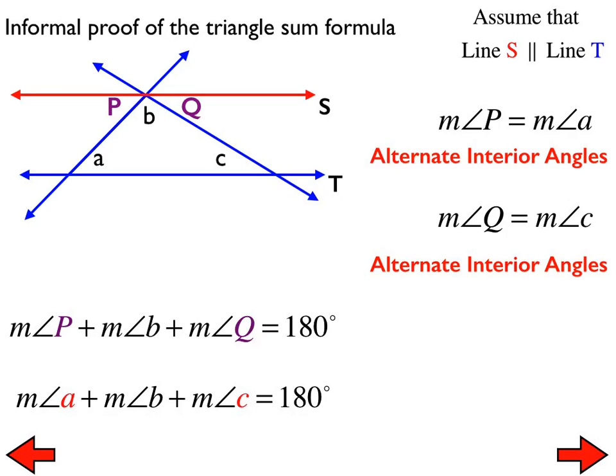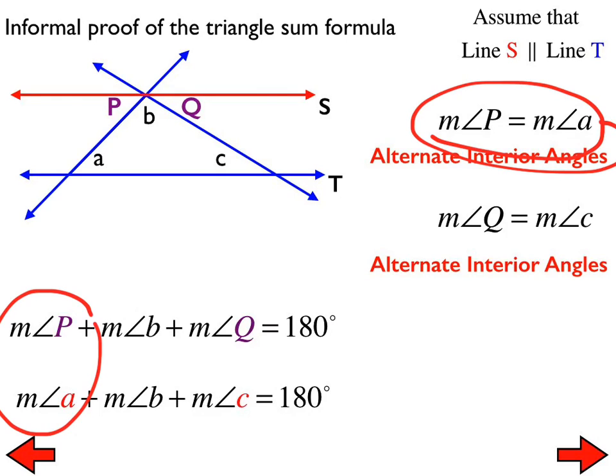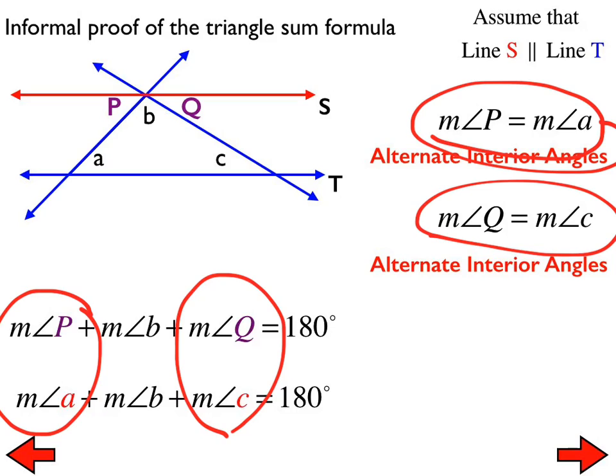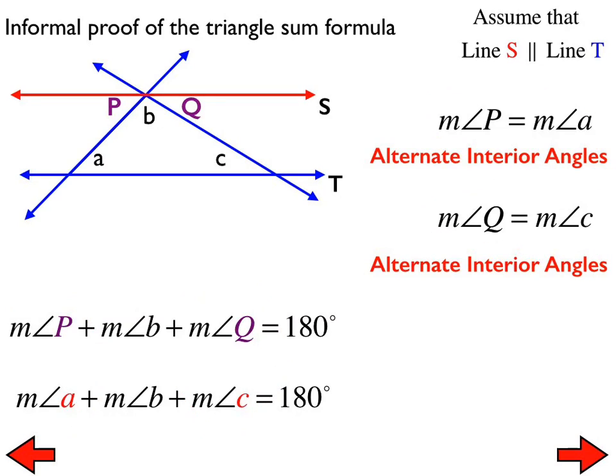So if I now substitute, since I just told you that angle P and angle A are congruent to each other, and the same thing with Q and C, if I substitute angle A for P and angle C for Q, I clearly show you that angle A plus angle B plus angle C is equal to 180 degrees. Or I could prove it to you by what I call an elementary proof of that.